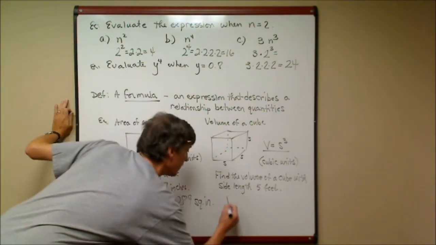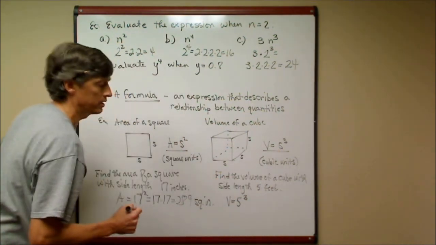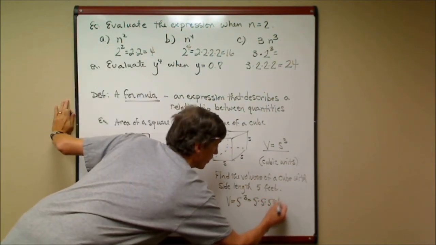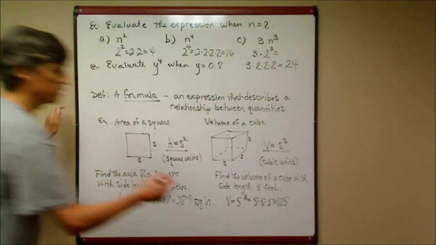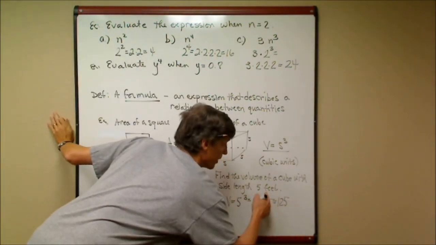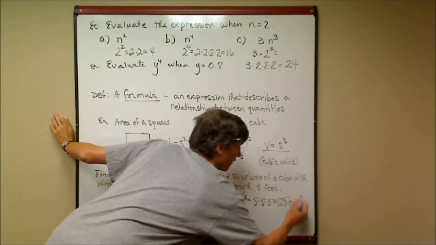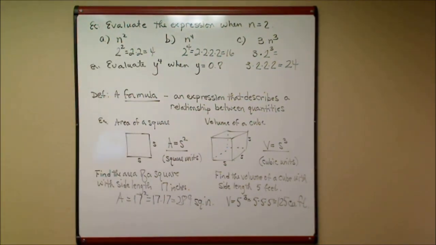5 feet. V equals 5 to the third power. I substitute the 5 right in for the s. So this is 5 times 5 times 5, or 125. Now, because this is volume, it's cubic units, and so I'm going to abbreviate again. My units are feet, so I'm going to write cubic. I'm going to abbreviate cubic CU, and then feet. Like that, I have 125 cubic feet.